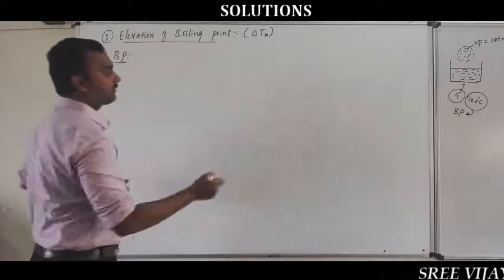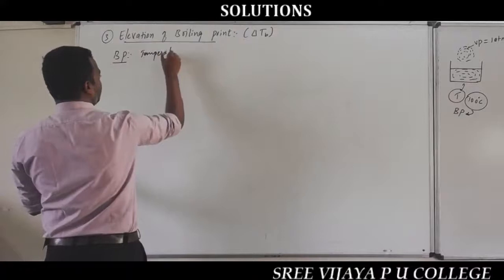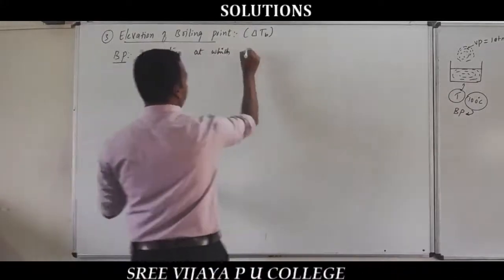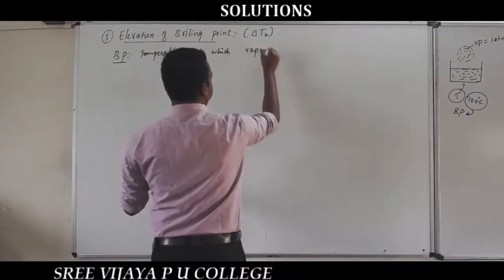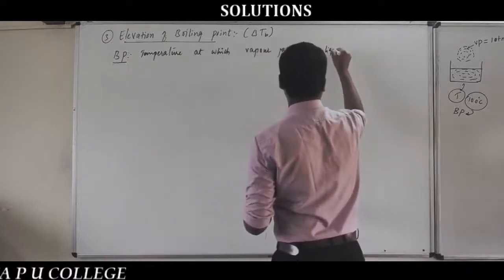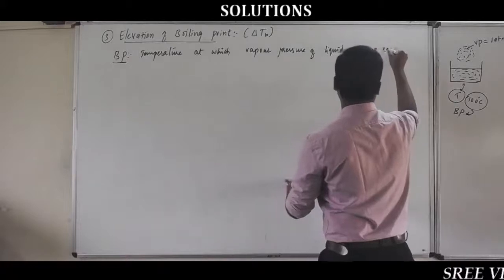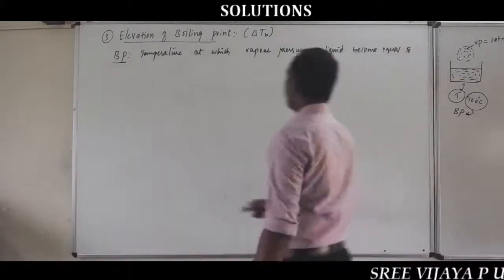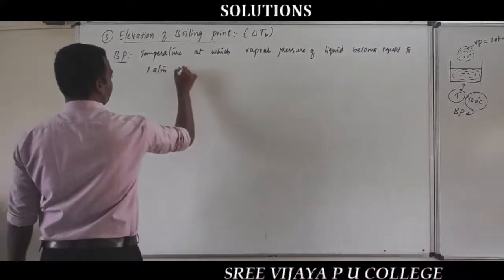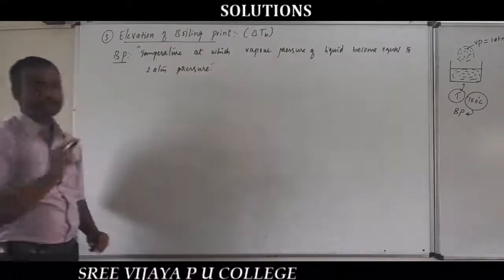So what is the meaning of boiling point? The boiling point is the temperature at which the vapor pressure of a liquid becomes equal to 1 atmospheric pressure. That temperature is called the boiling point of that liquid.